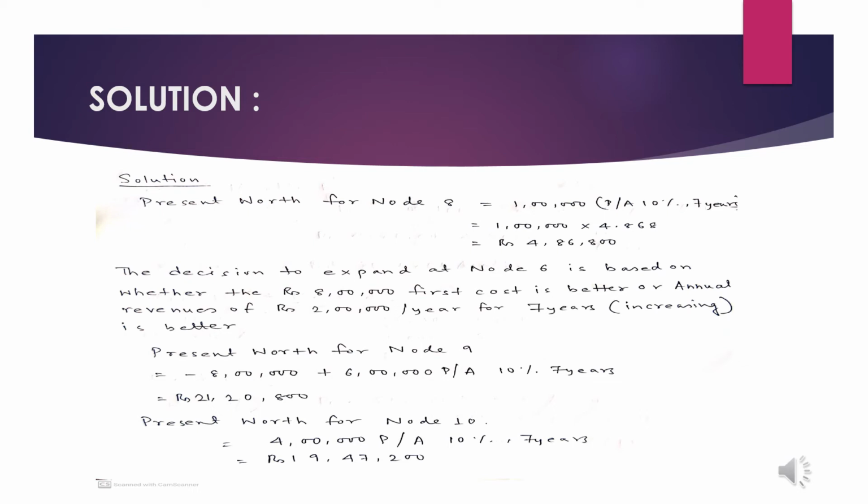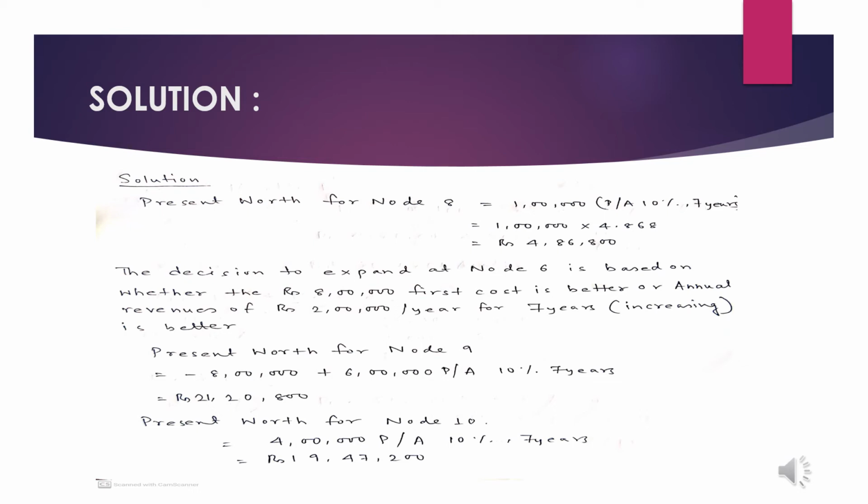The second decision which needs to be taken at the end node is coming back to the high volume production, where the high volume production required a decision of either expanding or continuing with the same production rate. If we expand, we had already taken into account an 8 lakh initial cost.